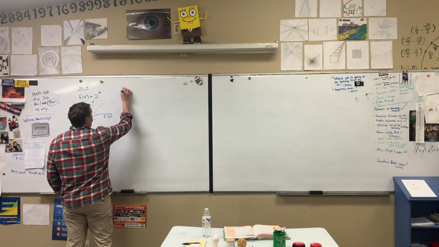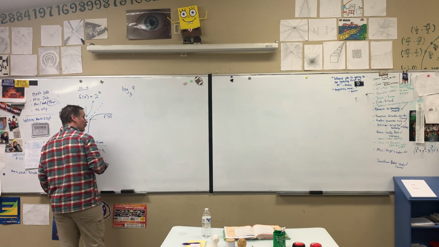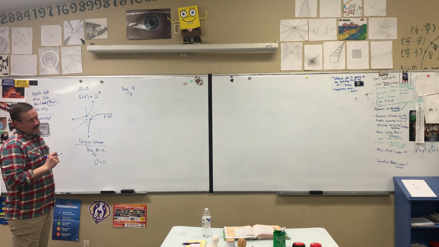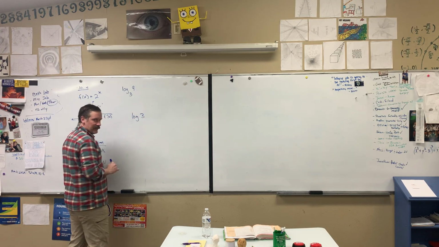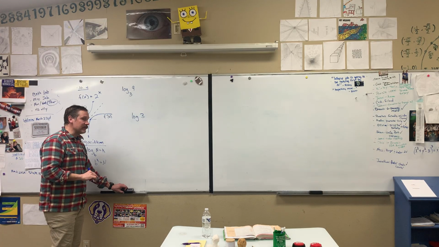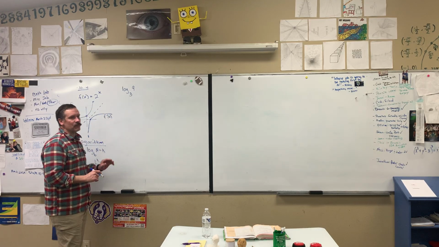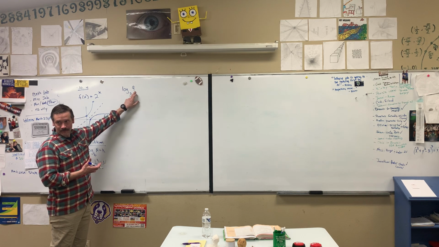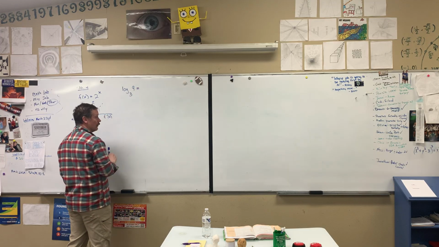If I give you log base 3 of 9, we wouldn't say log 3, because if you said log 3, you're really saying... you need to identify that the base is 3. So you're saying log base 3 of 9. Now what that is asking is, 3 to what power gives you 9? And so log base 3 of 9, we would say is equal to, okay?